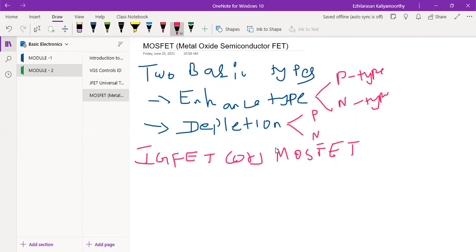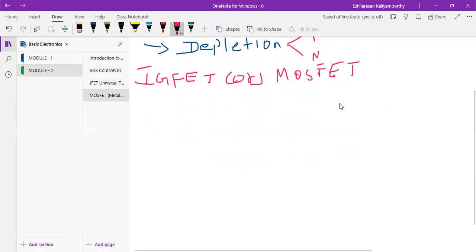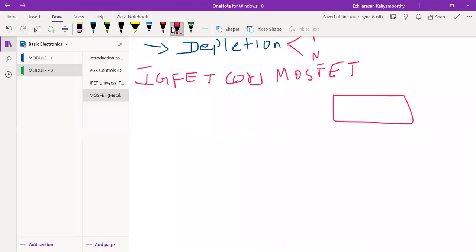Because as I said previously, if I take a simple diagram like in JFET, here we'll have the silicon dioxide layer. So this we can call a glass actually. It is commonly known as glass. The insulating material which will be used is a glass.